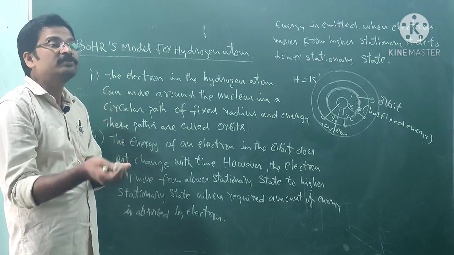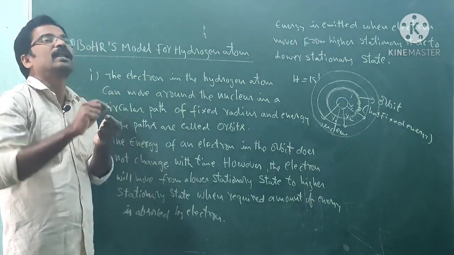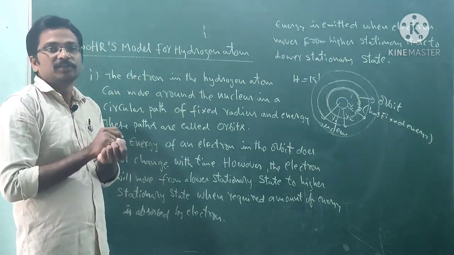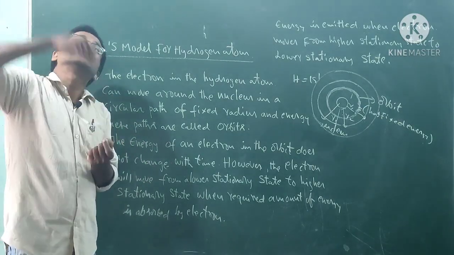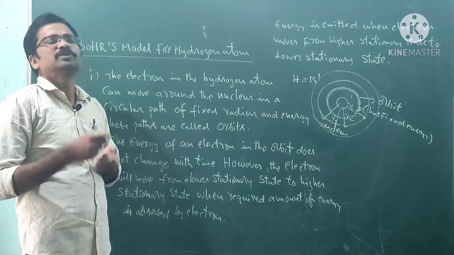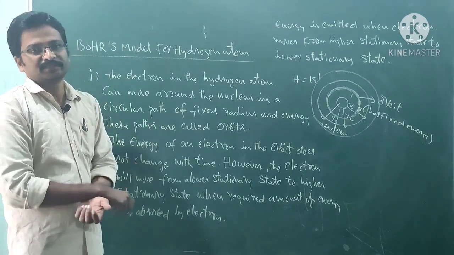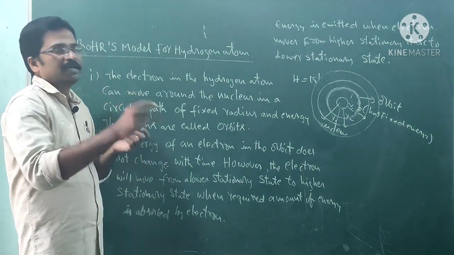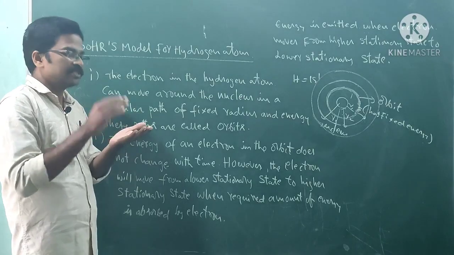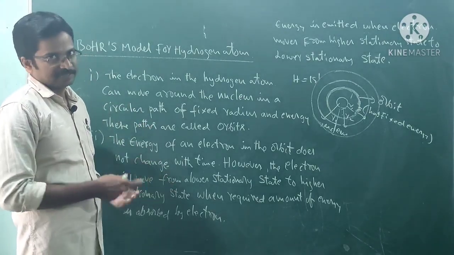Whenever you supply energy to an atom, the electron goes from a lower level to another level. If you supply more energy, then the electron goes to another higher level. So it depends on how much energy you supply. If you supply limited energy, then it goes from one level to another level. If you supply more energy, then it goes to another higher level. You can understand it like that.